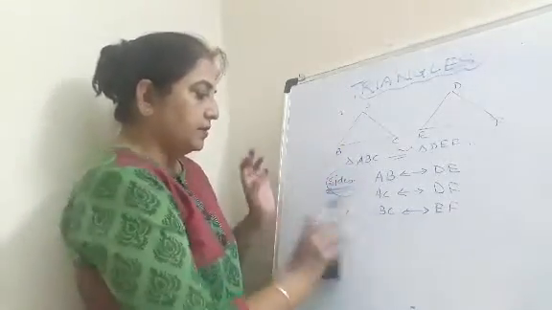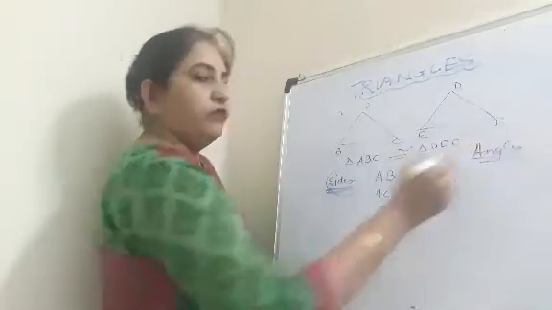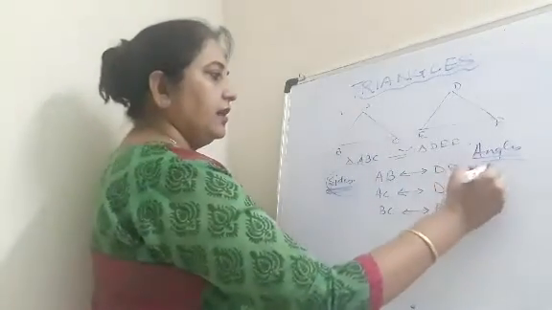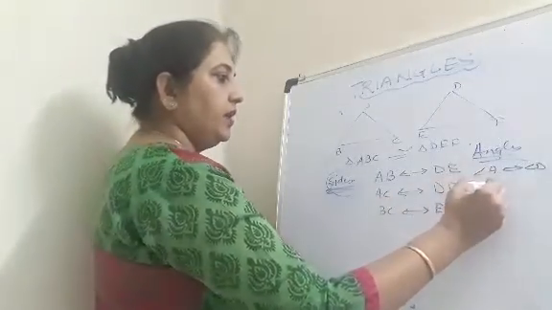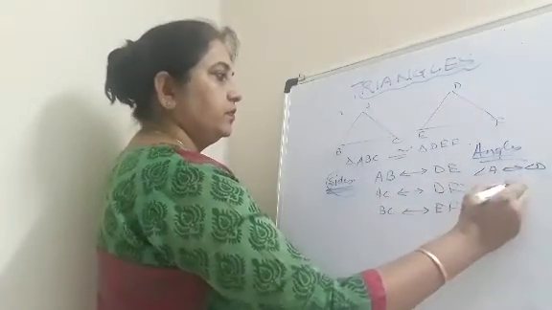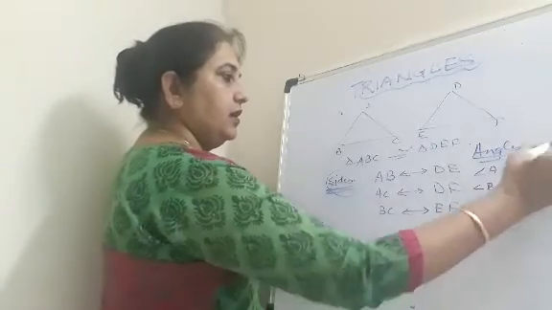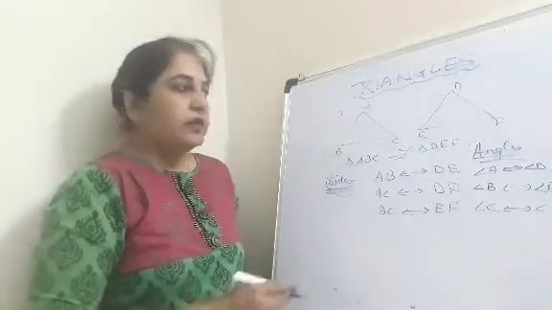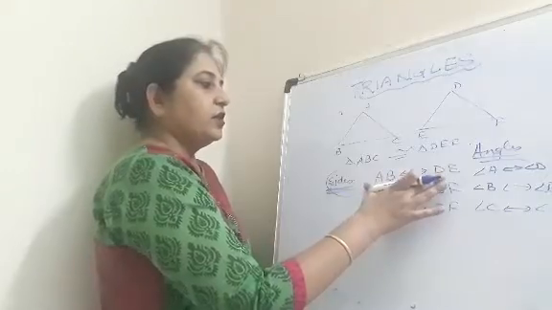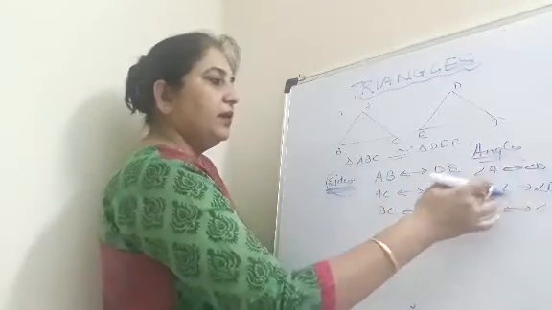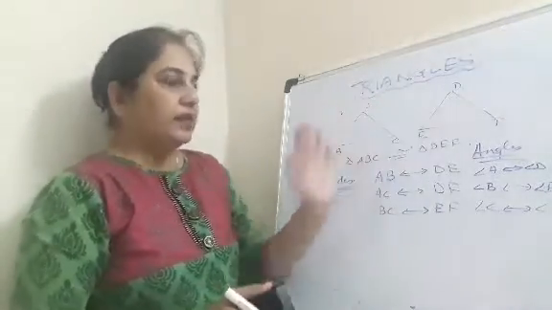Now coming to angles. We are going to write angle A corresponds to angle D, angle B corresponds to angle E, and angle C corresponds to angle F. That means if one is covering the other, these will be the corresponding parts. A will be covering D, B will be covering E, C will be covering F, because we are superimposing in the same way as they are placed.